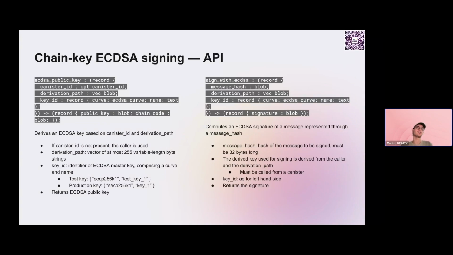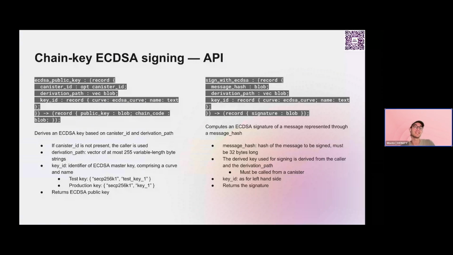Yeah, and this is actually the API that is again exposed through the management canister's interface. So we have 2 methods here. We have the ECDSA public key method on the left-hand side, and on the right-hand side, the sign with ECDSA method. And as the name already suggests, the left method derives an ECDSA key based on the canister ID and the derivation path. We now know what this derivation path is. And what you get back is an ECDSA public key. I'm not going to go through the details. You can take a look at this after the presentation or scan the QR code to learn more.